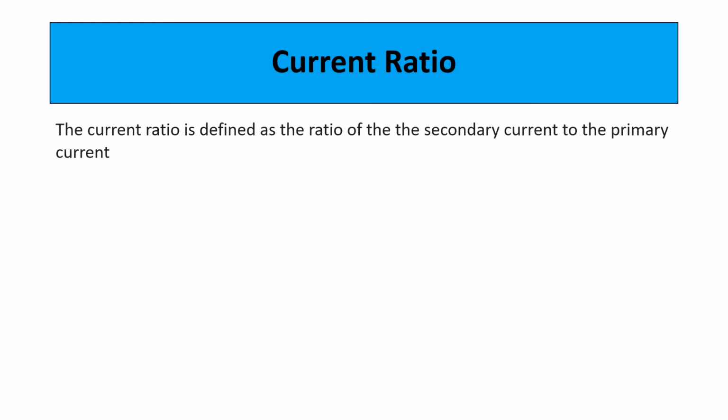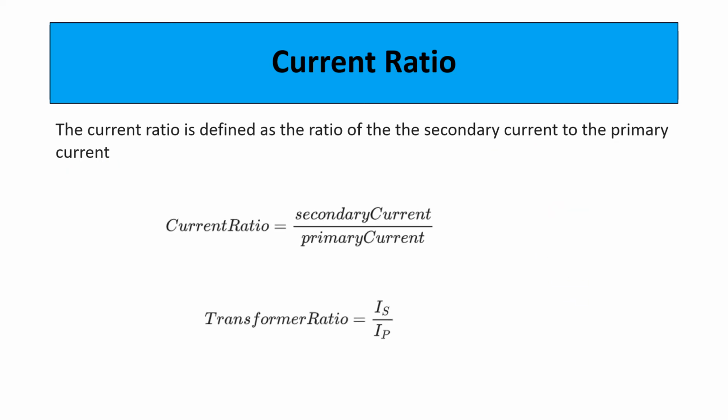What is current ratio? Current ratio is defined as the ratio of the secondary current to the primary current. If you use the letter I to represent current, Is divided by Ip will be the current ratio. Current ratio is equal to secondary current divided by primary current.